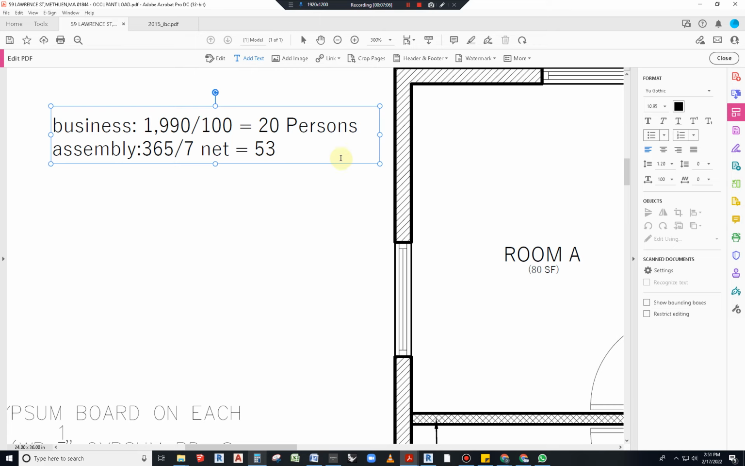All right. So the total occupant load for this project is the sum of all of these ones, 73 persons.